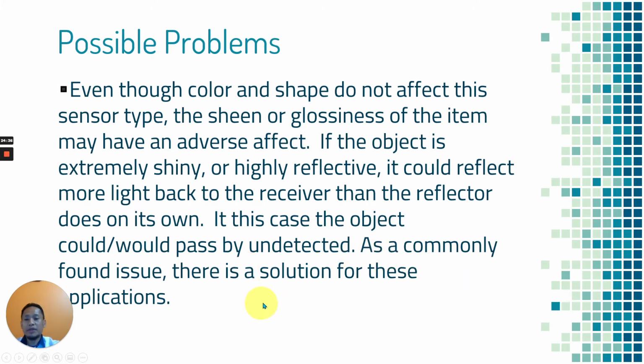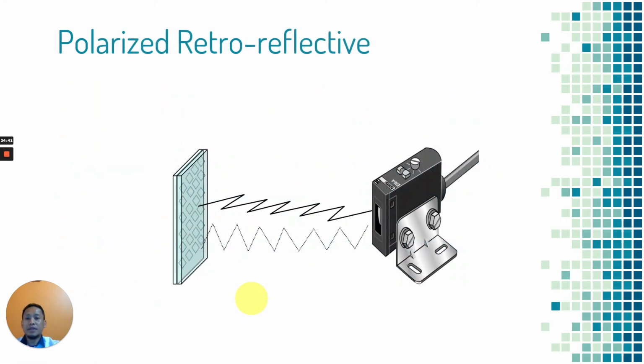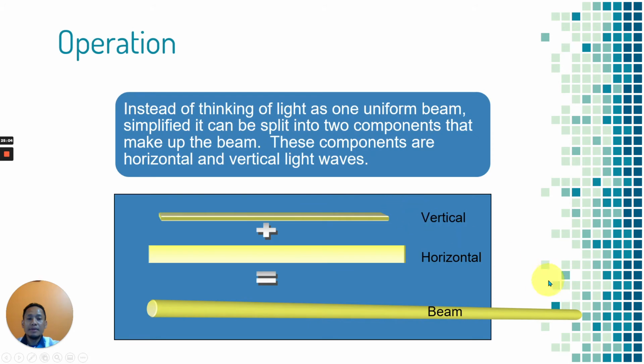As a commonly found issue, there is a solution for this application: polarized retroreflective. They are using polarized light. With polarization, the signal is not transmitted in a straight line, but in a polarized, zigzag mode. It also has a mirror reflective emitter and receiver. So this is the operation.